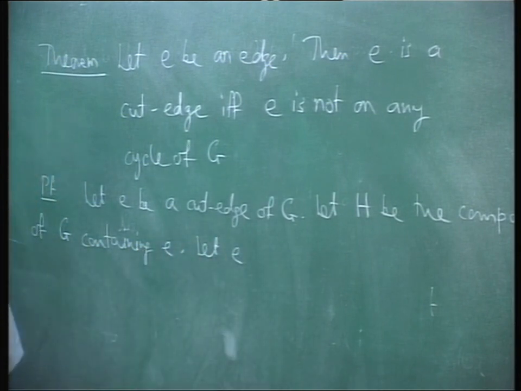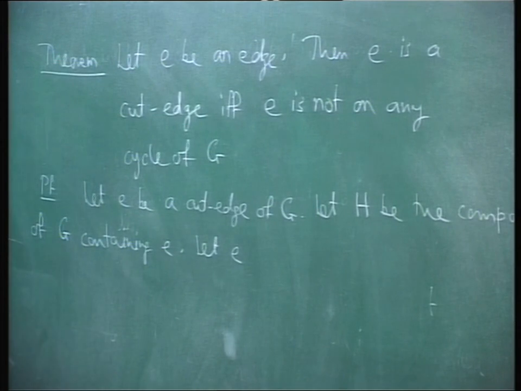First of all, cut edges cannot be loops, that's very clear. There is no question. A loop can never be a cut edge. Removing a loop obviously will not disconnect that graph. It's clear if it's connected.